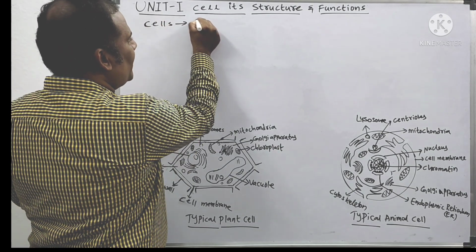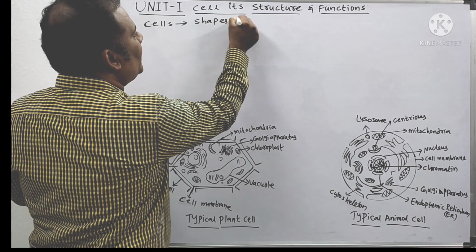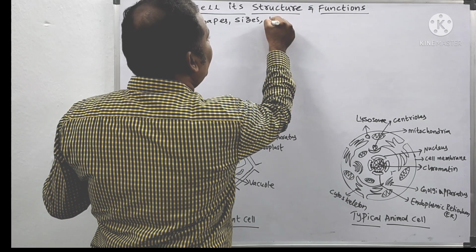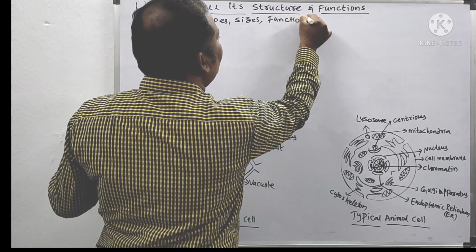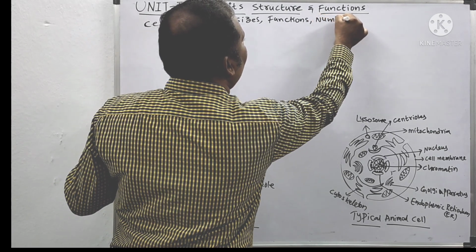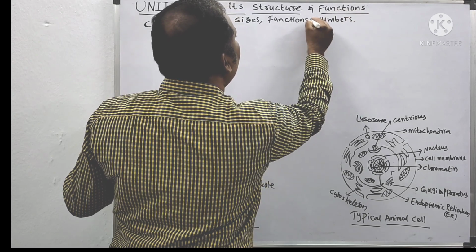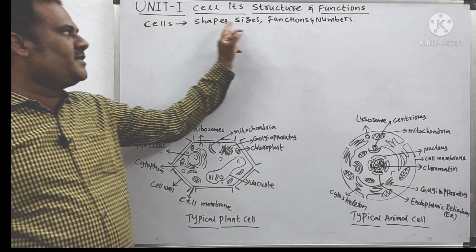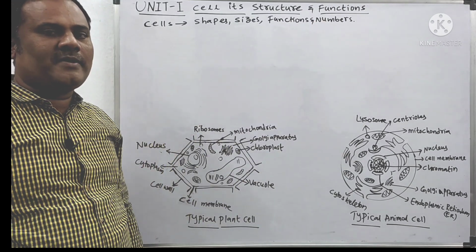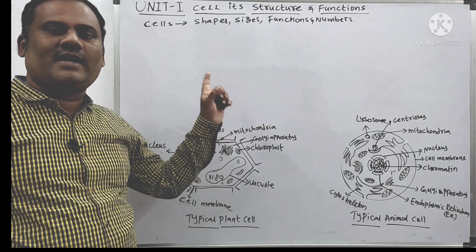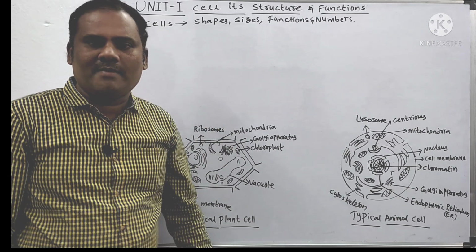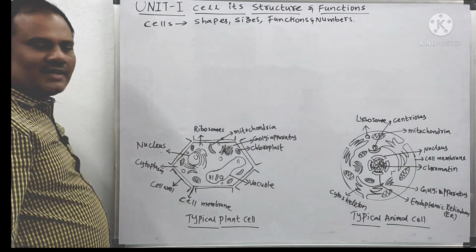Cells are of different shapes and different sizes, as well as different functions, and at the same time they are in different numbers. Some organisms are made up of only one cell, which are unicellular, and some organisms are made up of many cells, which are multicellular. Unicellular and multicellular organisms we discussed in your previous 8th class.